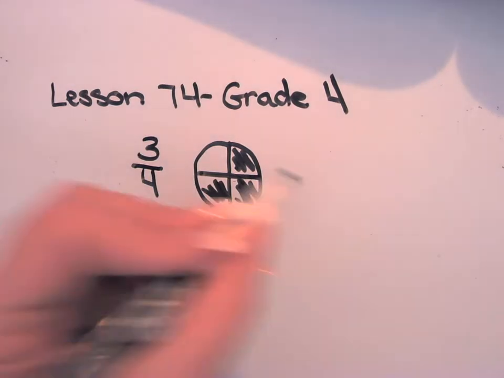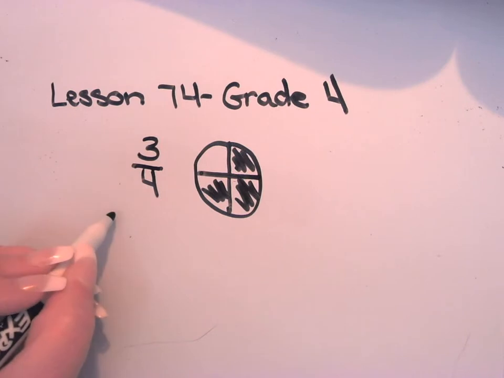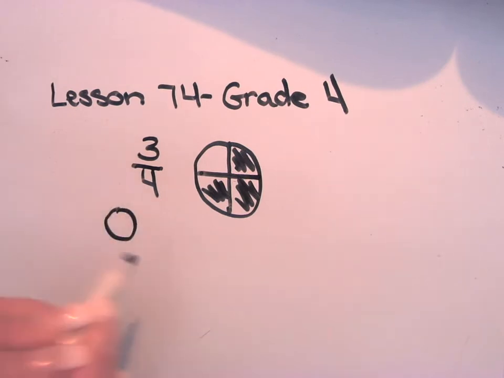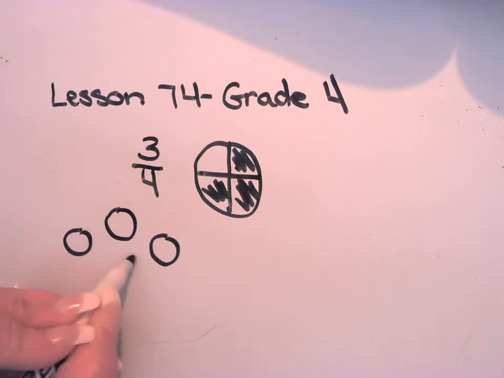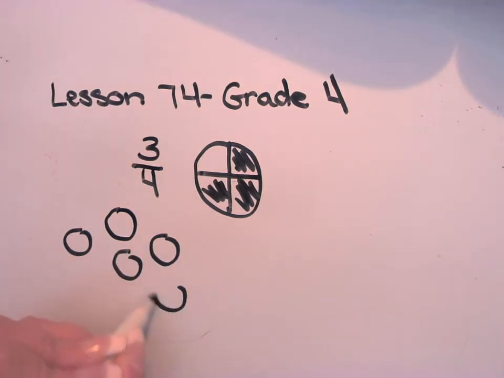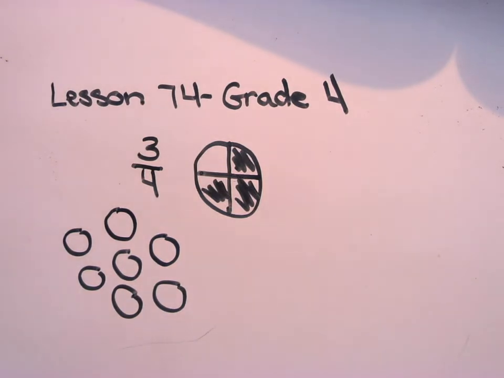So when we look at that idea, let's say we have, let's put marbles on the board, okay? So here we have some marbles. And how many marbles do I have? Well, let's count it out. We have 1, 2, 3, 4, 5, 6, 7. We have 7 marbles.